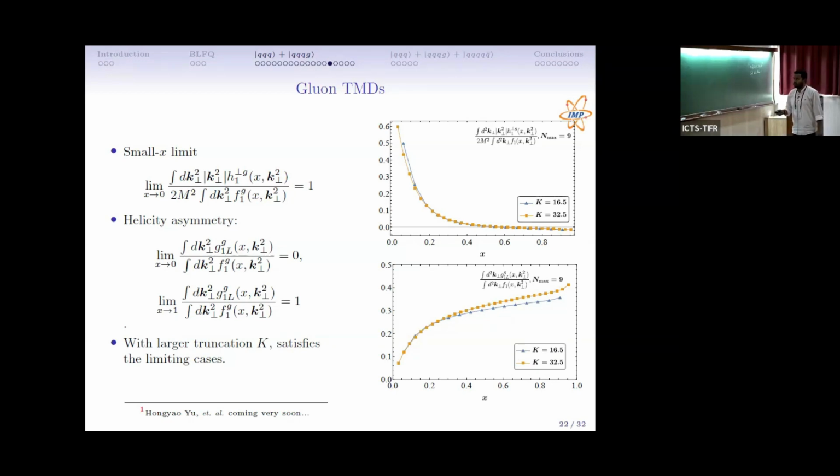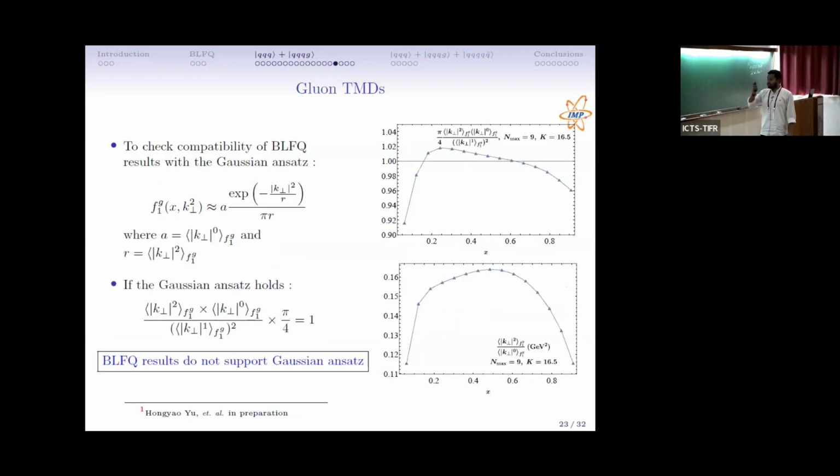So again, if we increase our basis size, it is going to 1. We can see this kind of trend. If we increase more and more in the longitudinal space, then we effectively satisfy this condition. And now another important quantity is whether our TMD satisfies the Gaussian ansatz or not.